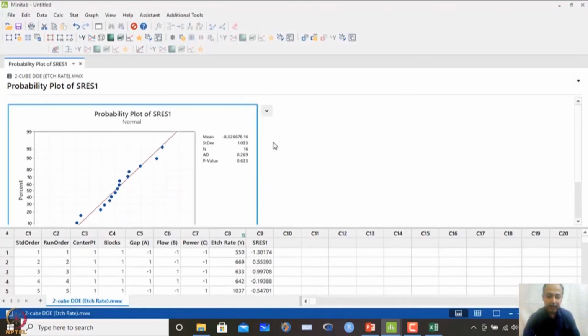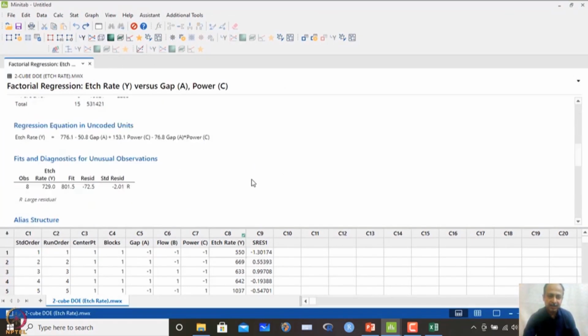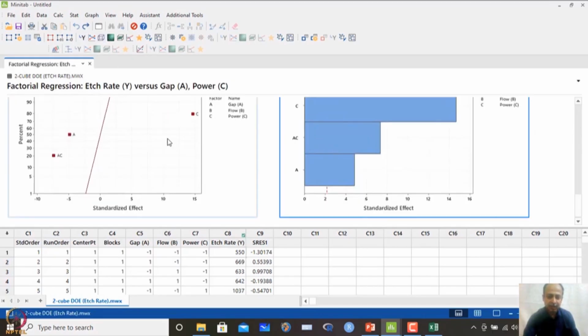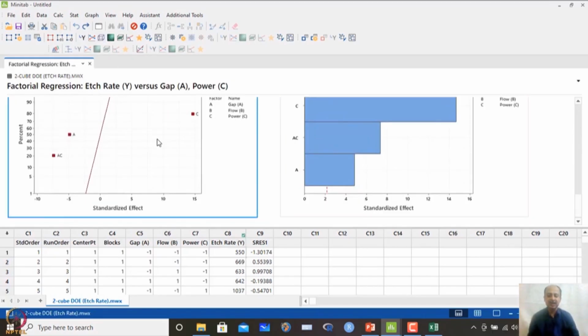Okay, so the important aspect is that we have to consider this Pareto diagram and the normal plot, which will give me an indication of which factors are to be considered and which factors are to be removed, based on which we can take a decision about the setting conditions of the process.